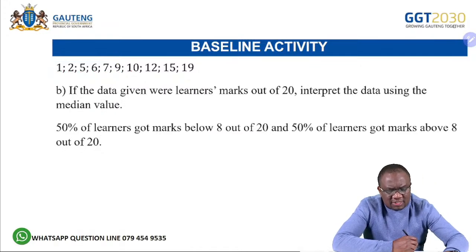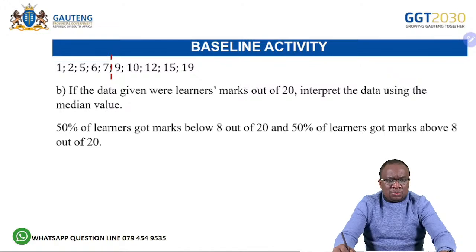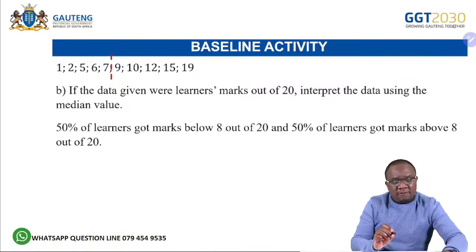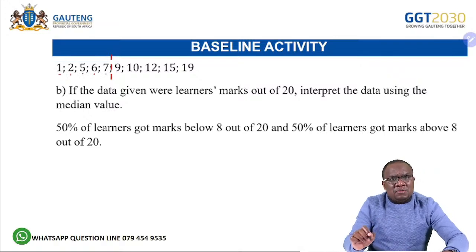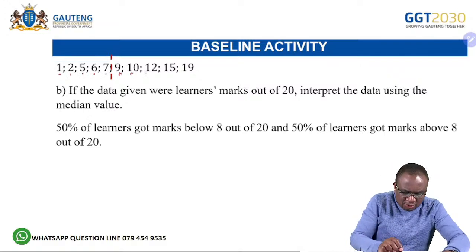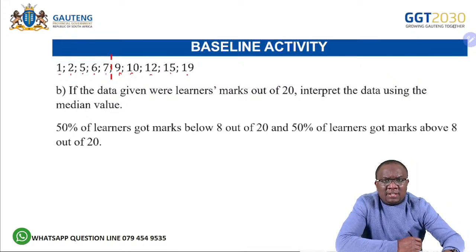Right. And then what is the meaning of that? When you're saying the median is 8, what does the median do? Let's check. How many items do we have before the median? 1, 2, 3, 4, 5. How many items do you have after the median? 1, 2, 3, 4, 5. Do you see that? What does the median do? It divides the data set into two equal parts. Two equal parts, half before the median, half after the median.